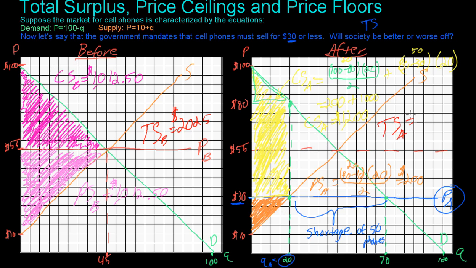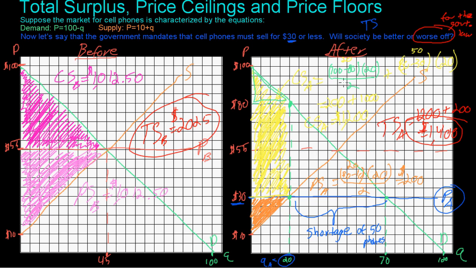And as a whole, I'll do this in red to keep it comparable to the red over there. Total surplus after is 1,200, consumer surplus, plus 200, producer surplus, which is just equal to $1,400. So we can see that because $2,025 is more than $1,400, that society was better off before and they are worse off after. So they are worse off for the government, I'm just going to abbreviate that GOVT, for the government law or mandate.